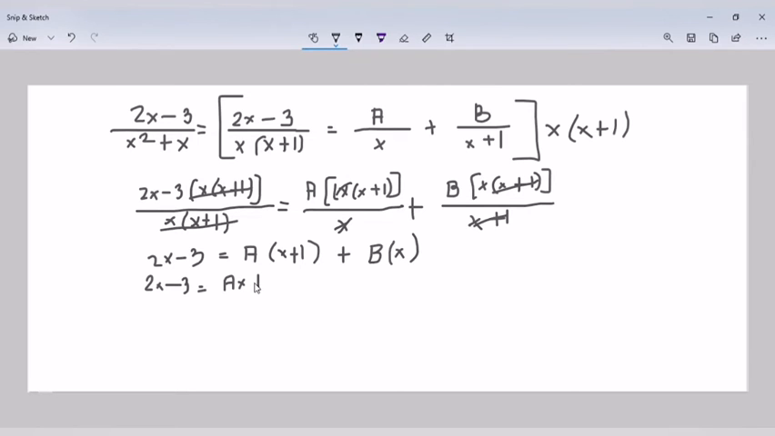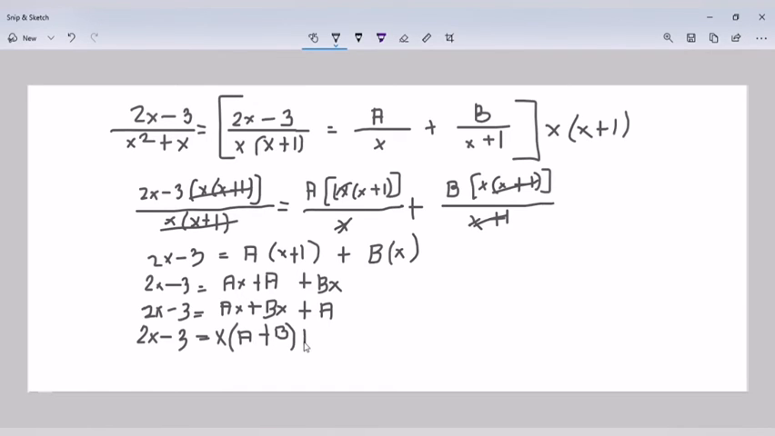Then distribute a to x plus 1, that gives us ax plus a plus bx. Then, same as the first example, let us combine like terms. So that gives us ax plus bx plus a. Still, don't forget to copy the left side of the equation, which is 2x minus 3. So that gives us again 2x minus 3 equals, factoring out x, x times the quantity of a plus b, plus a.